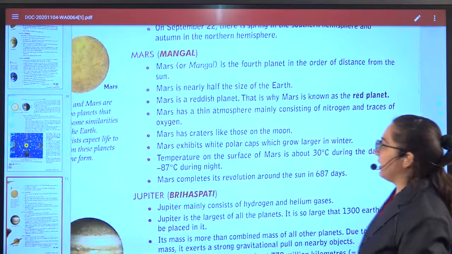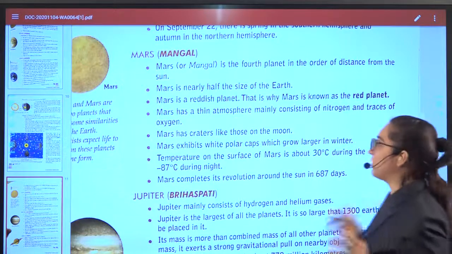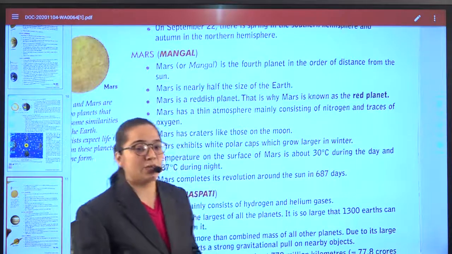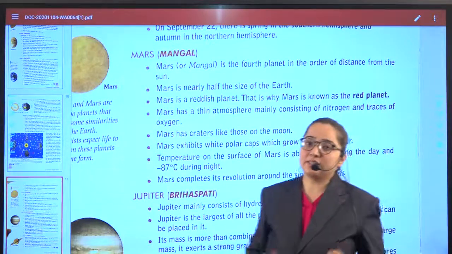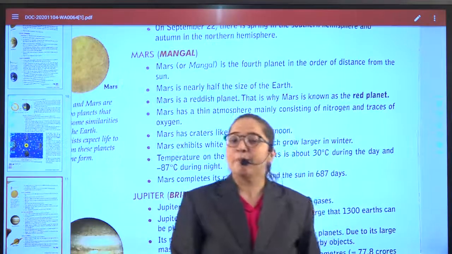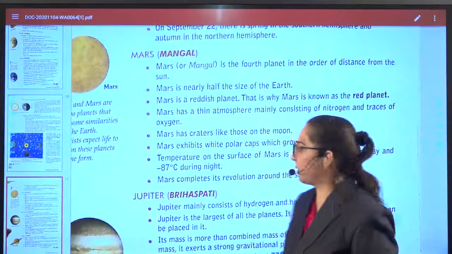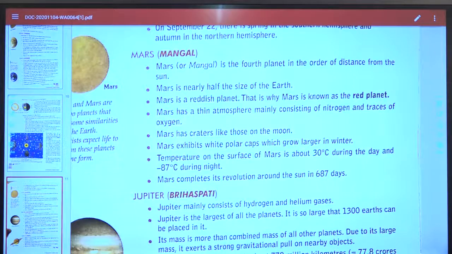If we talk about Mars, then it is exhibiting white polar caps which are growing larger in the winter. Temperature is during the daytime 30 degrees Celsius, and night time it is about minus 87 degrees Celsius. In order to complete its one revolution, like the Earth is taking 365 and 1/4 days, Mars is taking 687 days. Okay? Read this content of Mars. Till the meantime, we will note down and mark out all the important points that we have discussed right now.